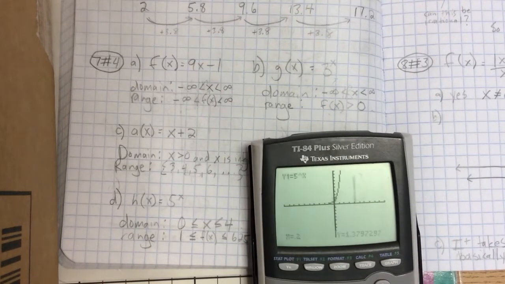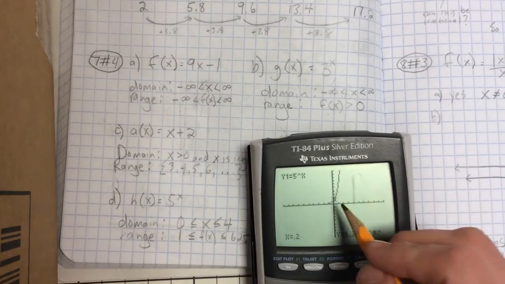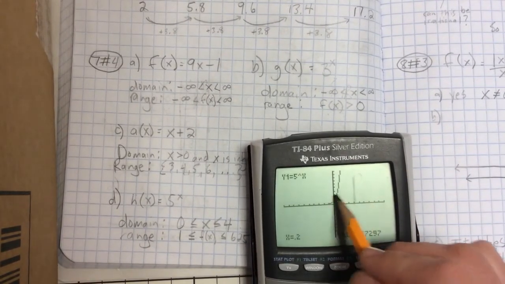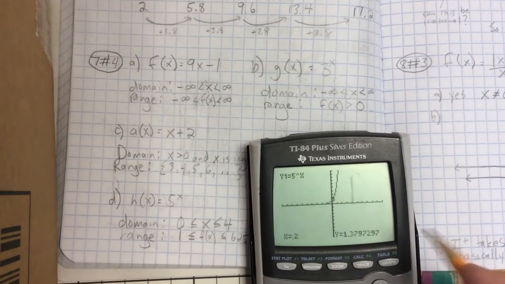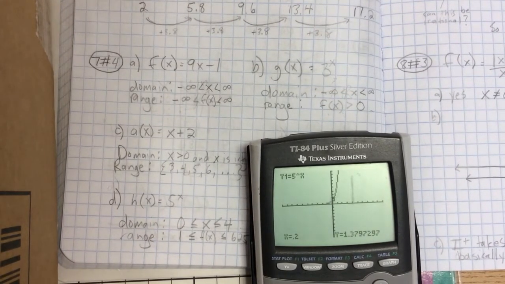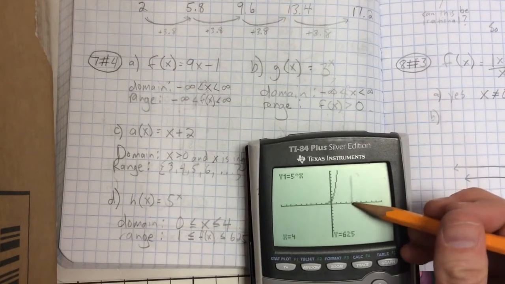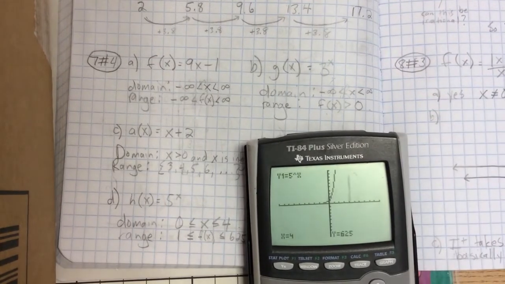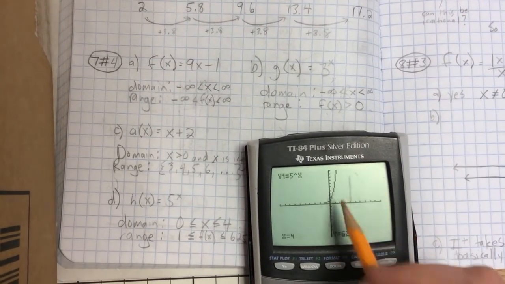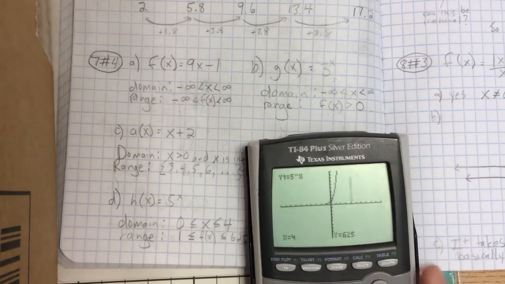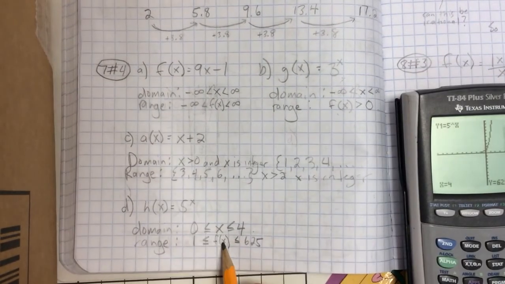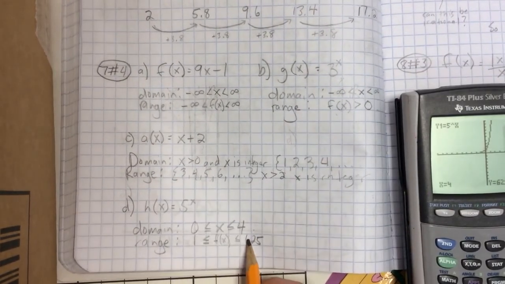1.17, 0.2, 1.379. So when we put in 0, we get 1. And when we put in the upper limit, 4, it goes up to 625. So the range here is you can get anything from 1 all the way up to 625. So that's what we put for the range. The f of x, or the outputs, is from 1 to 625.